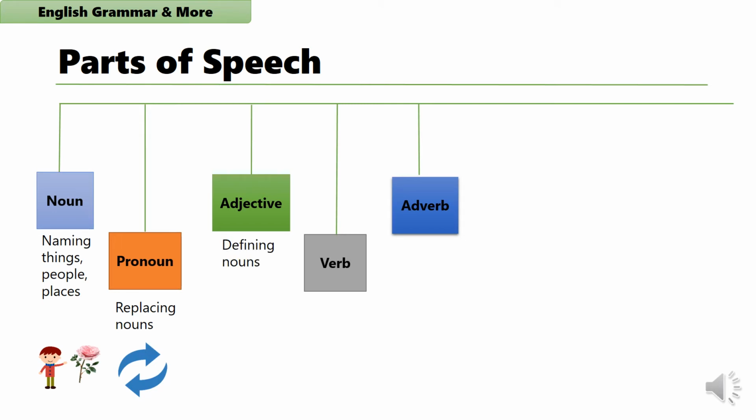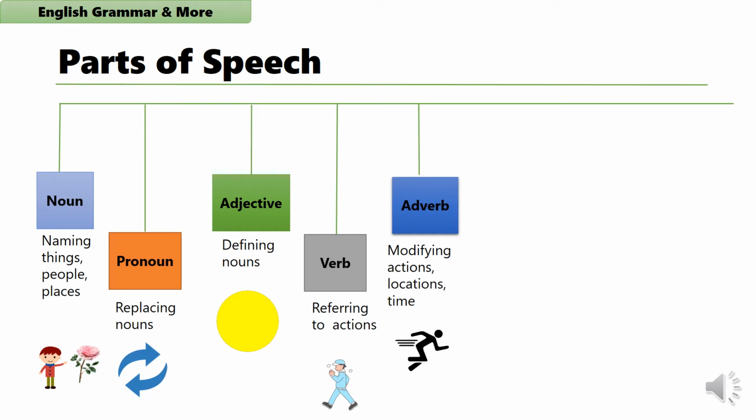Adjectives are the words that are used to define or describe nouns. For example, yellow, yellow flower. Verbs, on the other hand, are the words that are used to refer to actions. For example, to run. Adverbs are the words that are used to modify actions, show location and time.